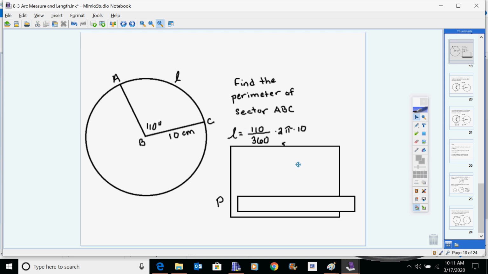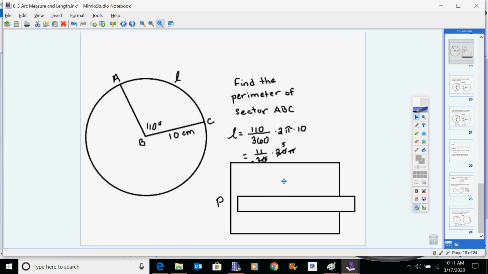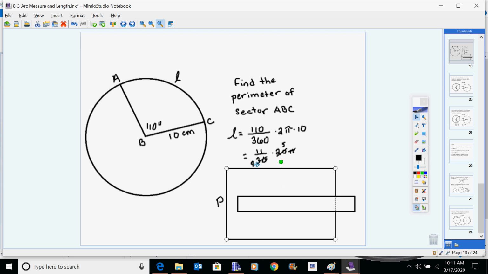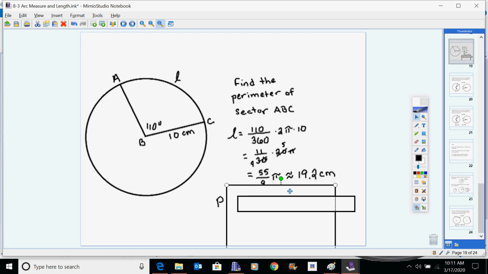This one does not as conveniently get rid of stuff. Some of it does. 11 over 36 you could do. That's not quite as useful. 36 and 20 can cancel out because they're both divisible by 4. But eventually you're going to have to use that calculator to get your approximate answer at about 19.2. You can, if you want to, take 110 divided by 360 times 2 times 3.14 times 10, and you still should get about 19.2.